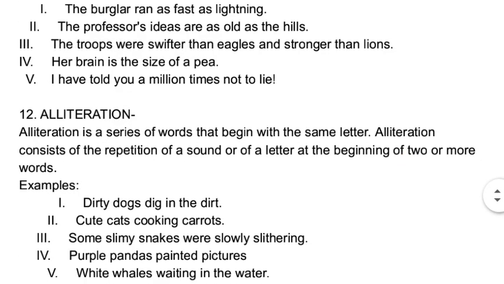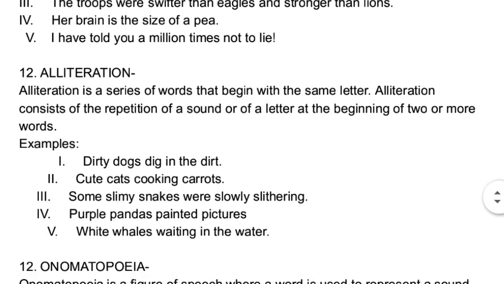Alliteration. Alliteration is a series of words that begin with the same letter. Alliteration consists of the repetition of a sound or of a letter at the beginning of two or more words. For example, dirty dogs dig in the dirt. Second, cute cats cooking carrots.